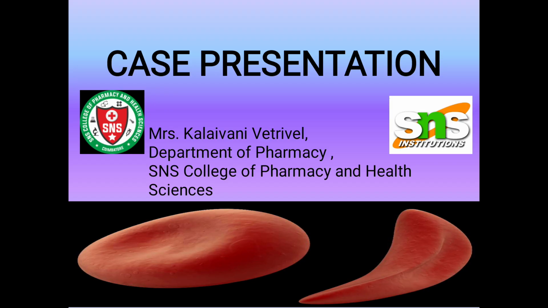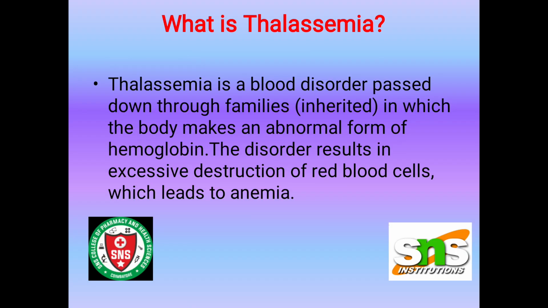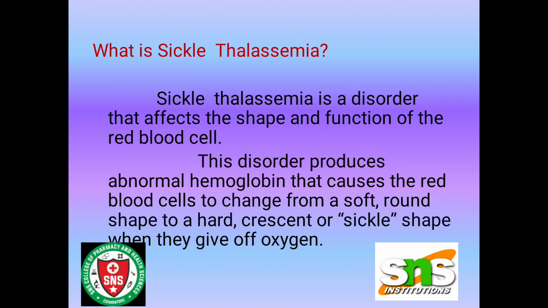Today let's see a case presentation on Thalassemia. So what is Thalassemia? Thalassemia is a blood disorder passed down through families in which the body makes an abnormal form of hemoglobin. The disorder results in excessive destruction of red blood cells which leads to anemia.